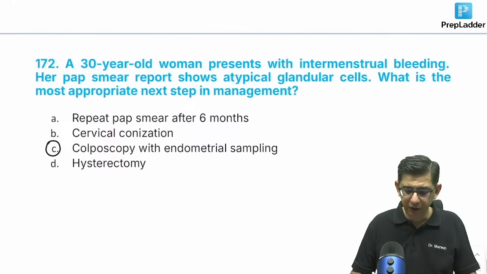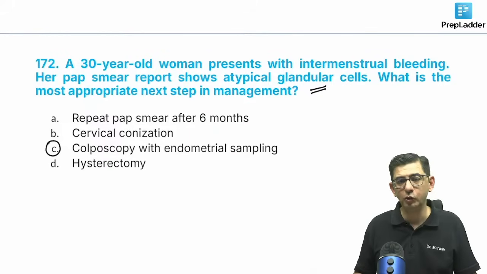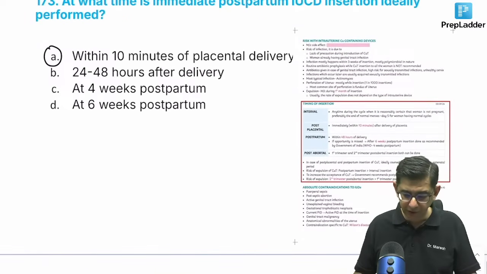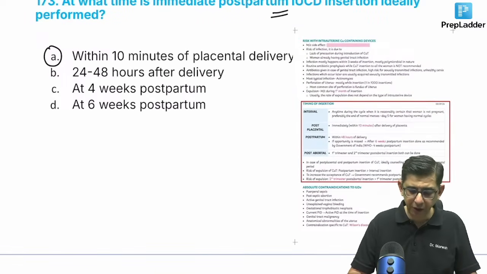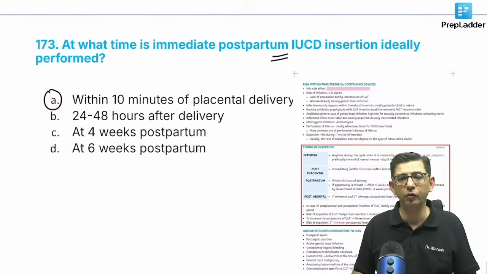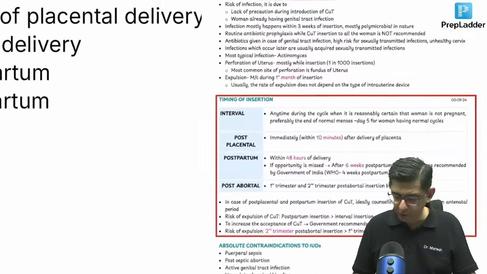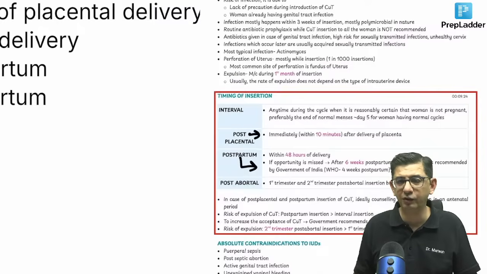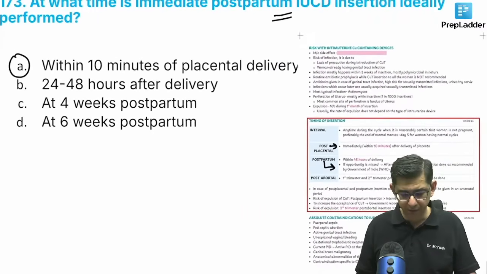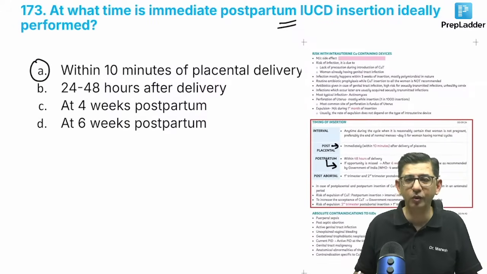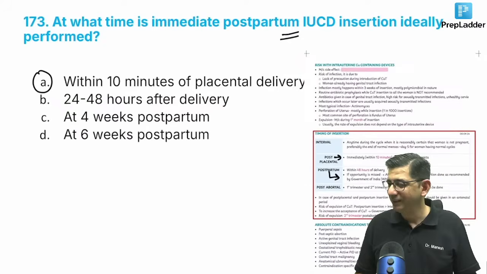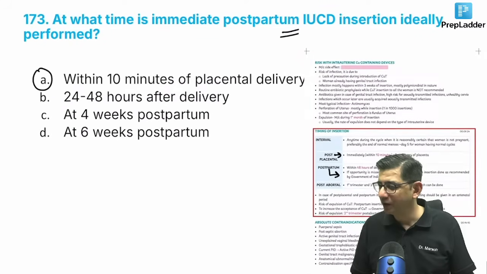Then is atypical glandular cells in a 30-year-old woman. So again, colposcopy with endometrial sampling would be required. This was whether the question is postpartum IUCD or a subsequent one. So if it is postpartum, then I checked in the notes, it was within 10 minutes. Post placental or postpartum were the words which I think were the only discrepancy present. I took ma'am's notes, taking the liberty of using her notes without her permission, in fact, and showing it to you guys. So 173 is option number A for this particular case.